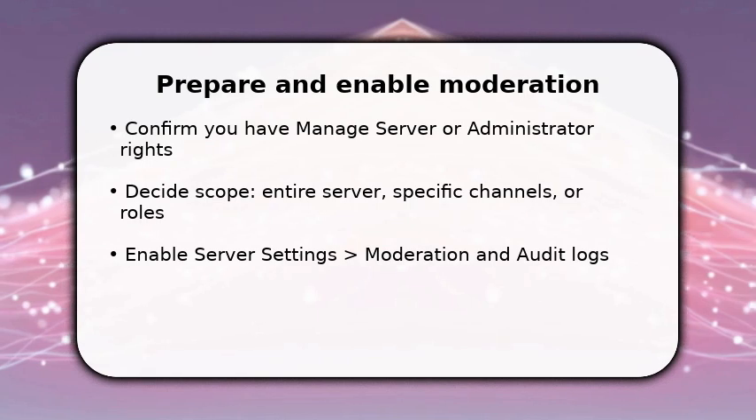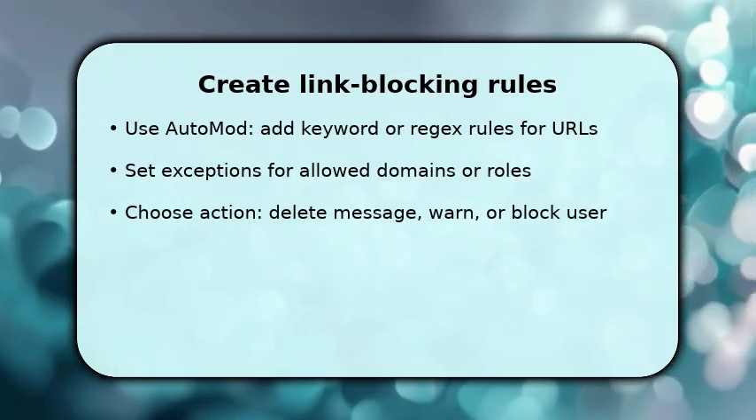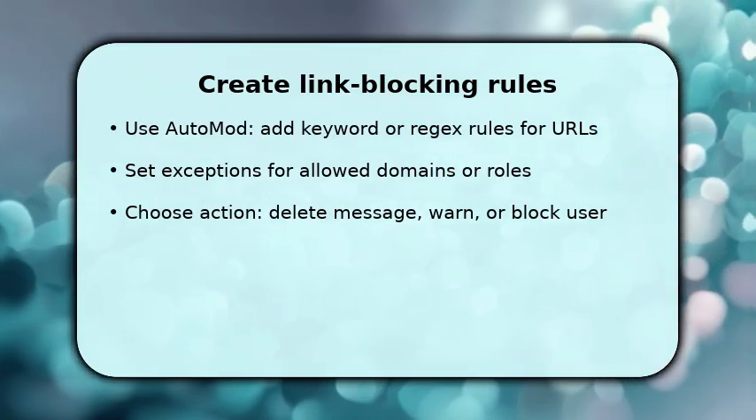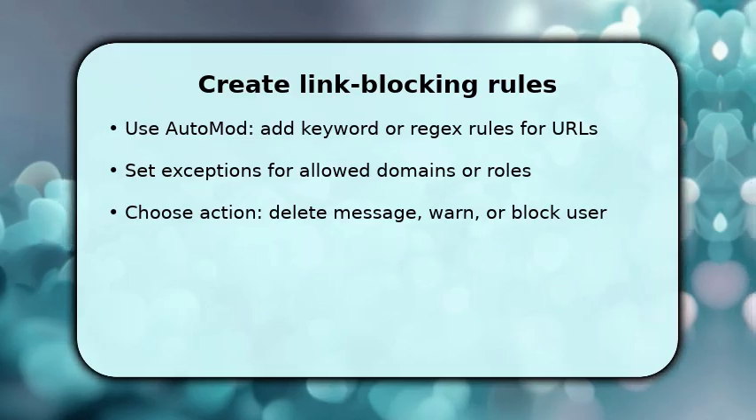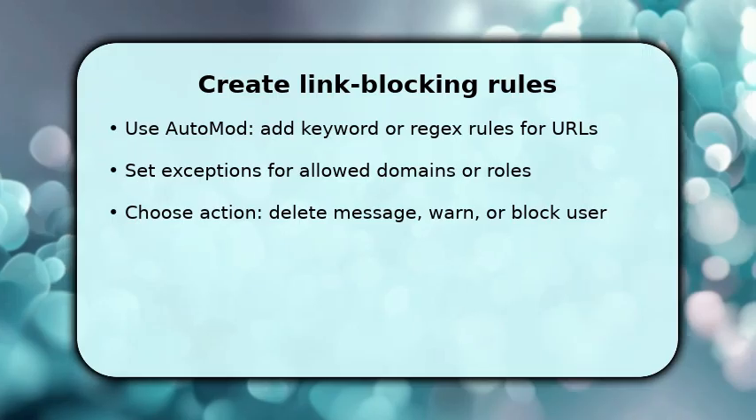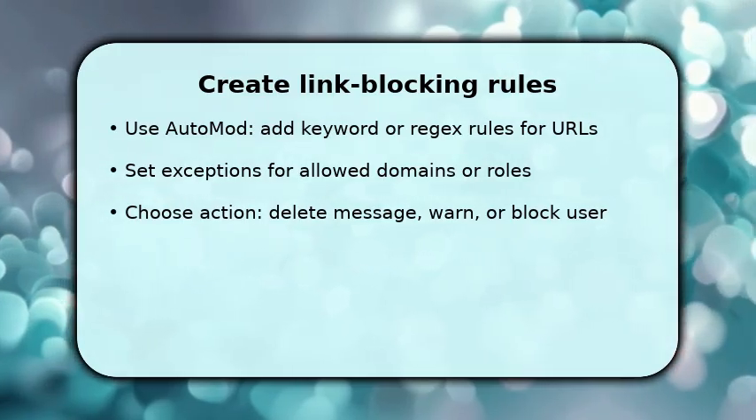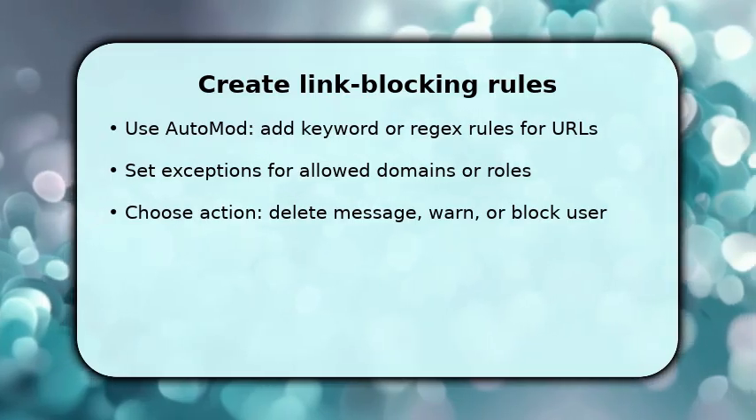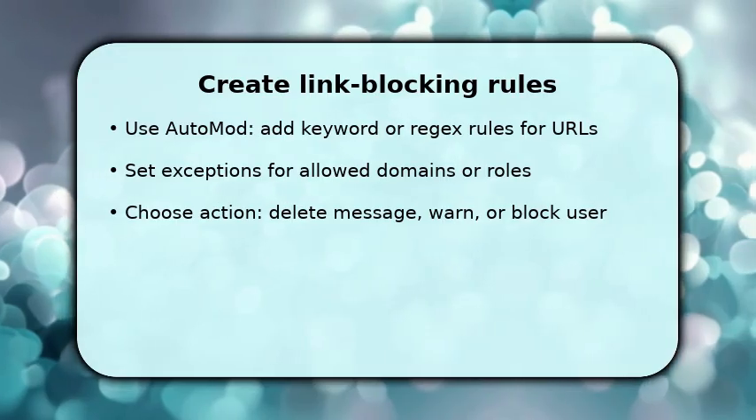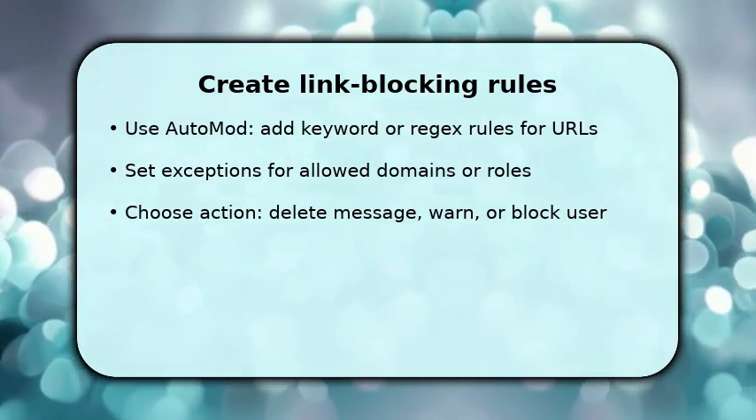Now you implement the actual blocks using AutoMod and channel permissions. In Server Settings, AutoMod, add a rule that matches URLs with a URL regex or common link fragments. This targets most links. Once done, add allowed domain exceptions for trusted sites and exempt roles like moderators. Choose actions: delete messages automatically, send a warning, or apply a timeout. Pick the least disruptive first. Make sure to test in a private channel to confirm behavior before rolling out server-wide.